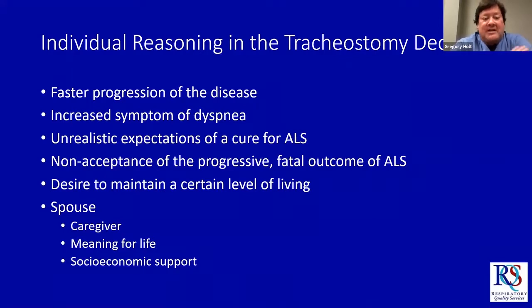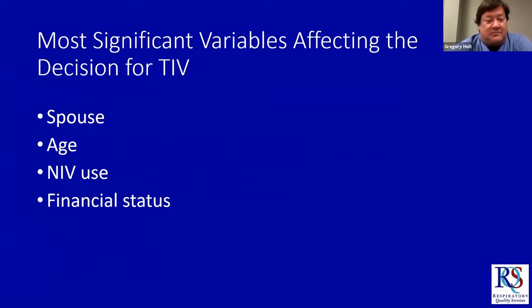And when you think of your spouse, it's a meaning for life, socioeconomic support, caregiver. It's a lot of important things that go along with being married, and this is one of them. You want to talk to them about how much support they are going to be able to give. Because when you jump into it, you can always change your mind, but you're always looking for that kind of help that's supposed to come from your loved ones, and that's a big deal.